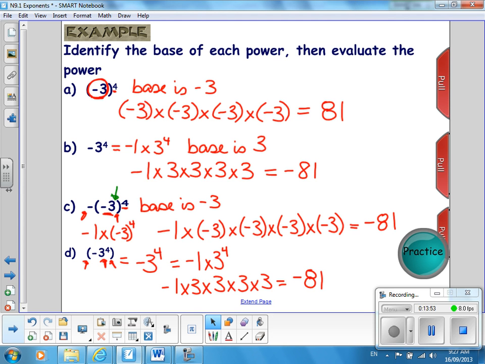So it's very important to look at where your brackets are placed when you're dealing with negative numbers. If the negative is inside a bracket and the exponent is outside of the bracket, the negative becomes part of the base. And that's what happened in A and C. But if there is no brackets, or if the bracket does not separate the exponent from anything, then the negative is not a part of the base. It's like saying negative 1 times that power.